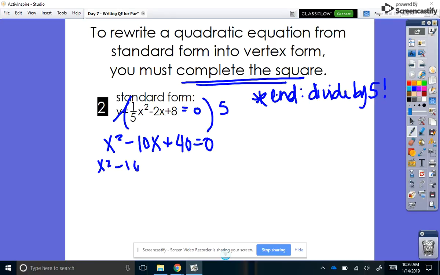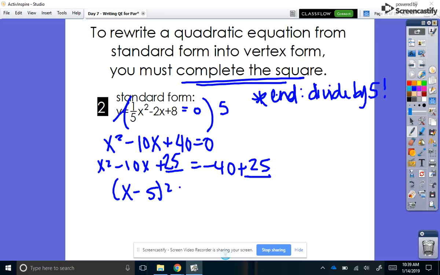So x squared minus 10x plus something equals negative 40 plus something. And this blank is (b over 2) squared. So 10 divided by 2 is 5. 5 squared is 25 again. So I have (x minus 5) squared equals negative 15. Remember here, add 15. So what I have is y equals (x minus 5) squared plus 15.